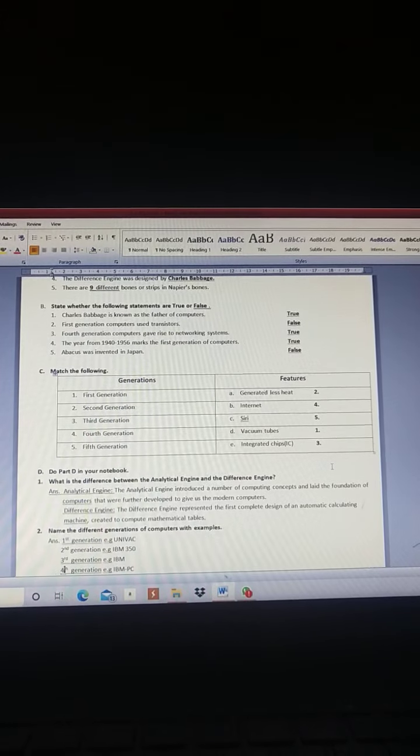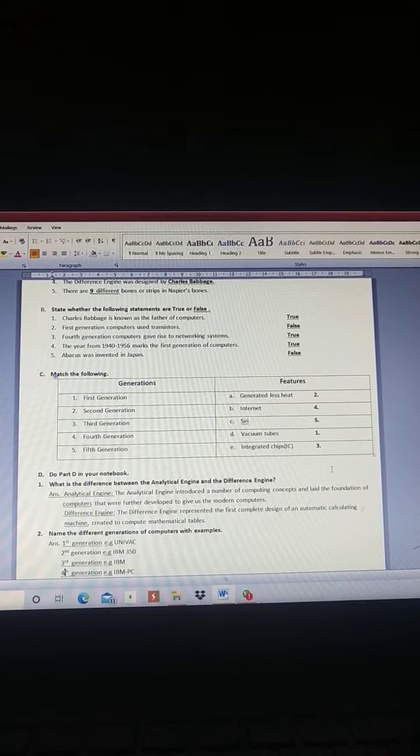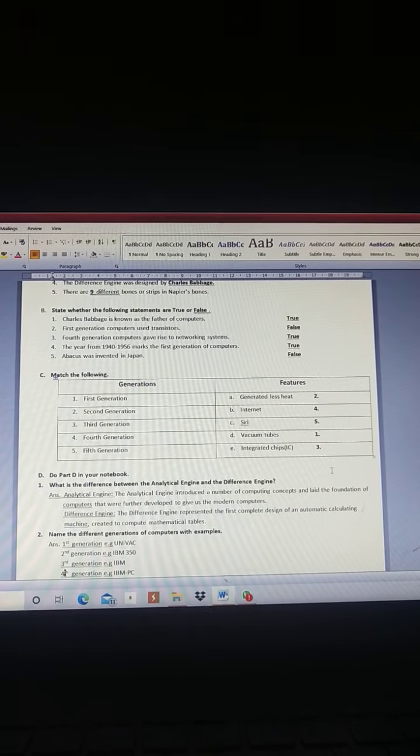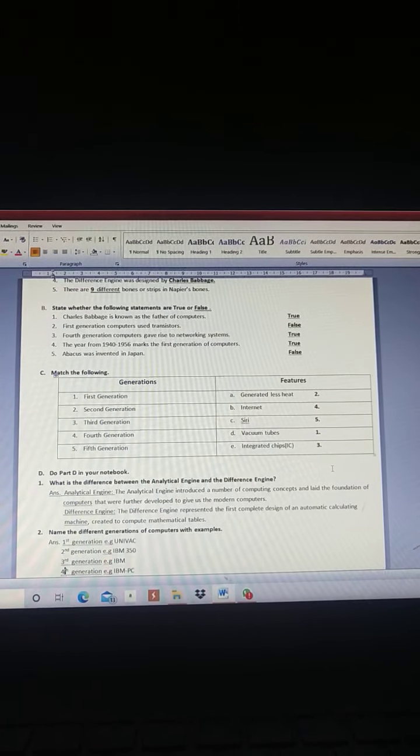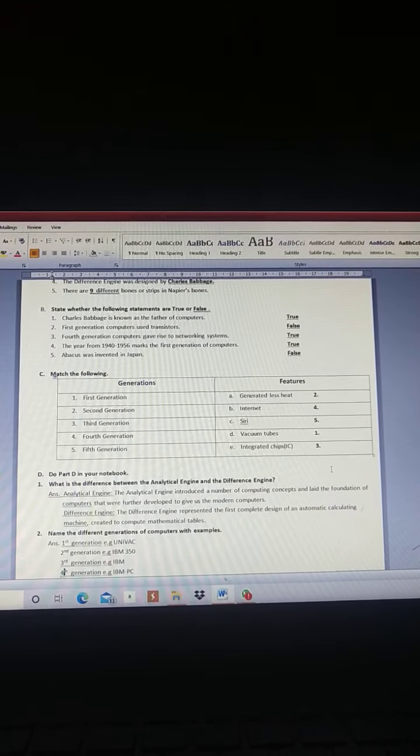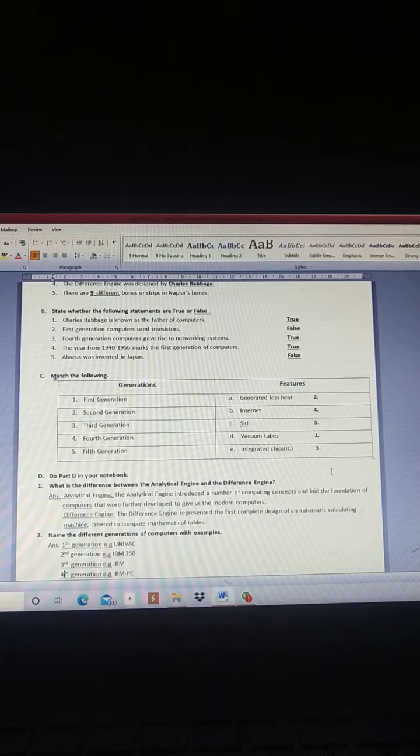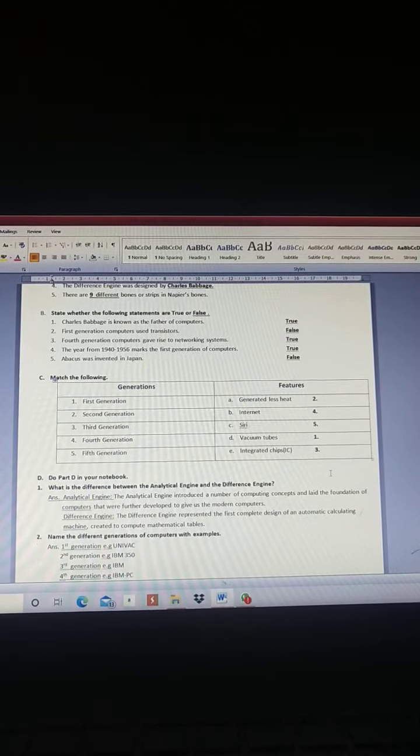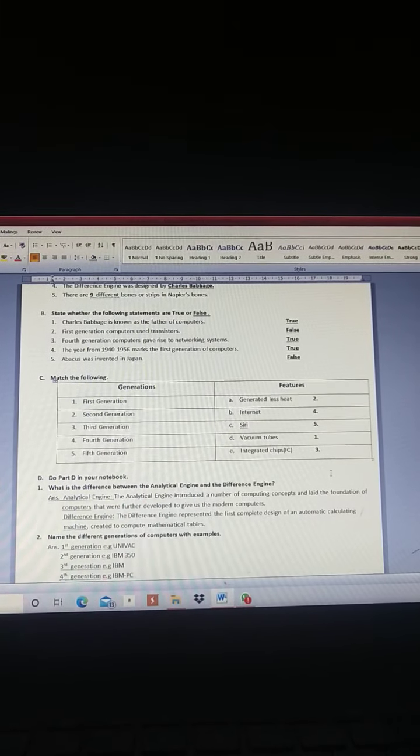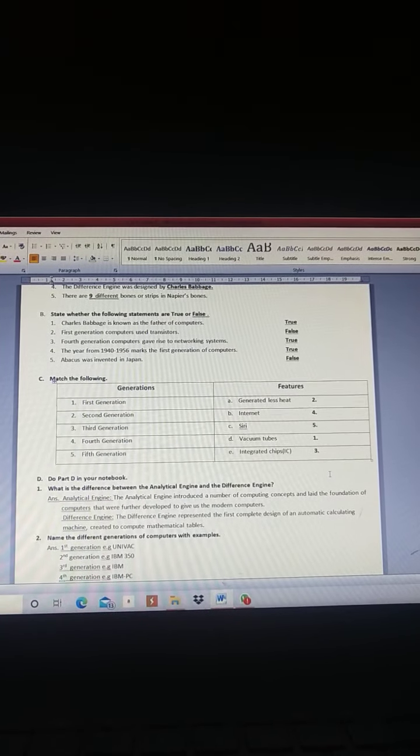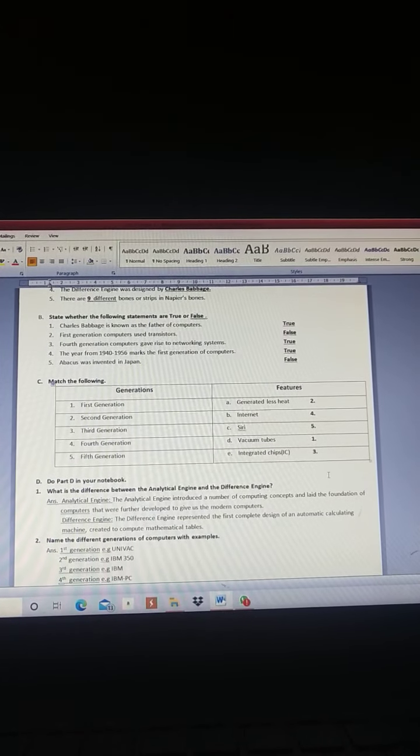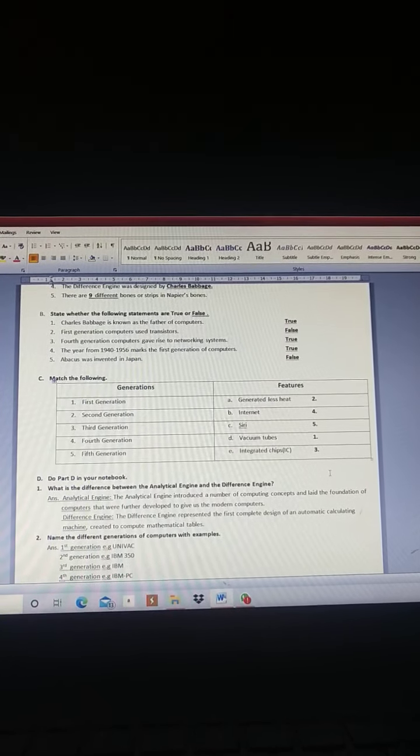So this was the first calculating machine actually, and it introduced a number of computing concepts, like we can do a number of calculations in these machines. Next is the difference engine. The difference engine represents the first complete design of an automatic calculating machine created to compute mathematical tables. So this was the first design of an automatic calculating machine, right, which does the calculation by itself.